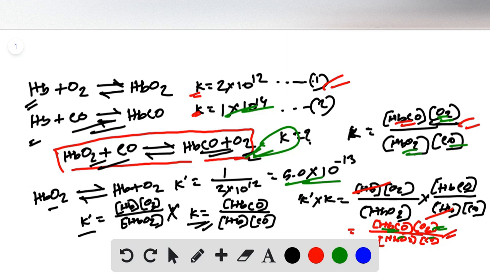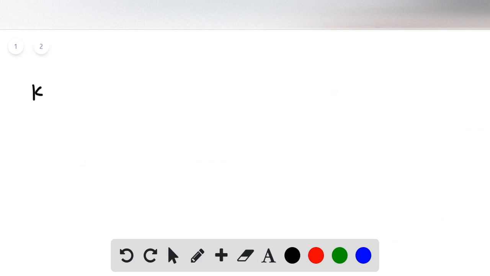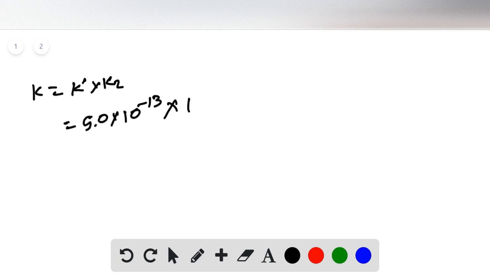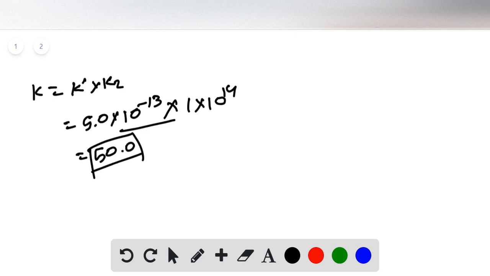So the equilibrium constant for the equation given is equal to k prime times k2. This is 5.0 times 10 to the power minus 13, and the other one we have is 1 times 10 to the power 14. So in total, if you just calculate it, we can see that the value is 50. That means the equilibrium constant for the given equation is 50.